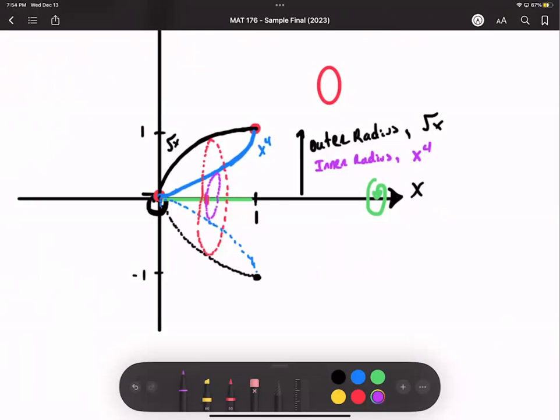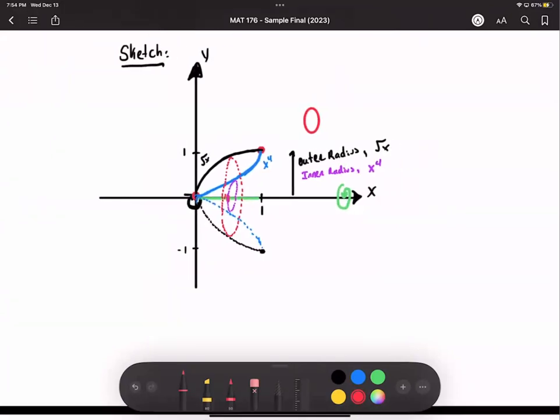What I have here is not the best image, only because I didn't do this to scale. Maybe if I were to do this to scale, you would see that you have your washer instead of a disc. So there's your sketch, and now you just have to use the formula for volume.